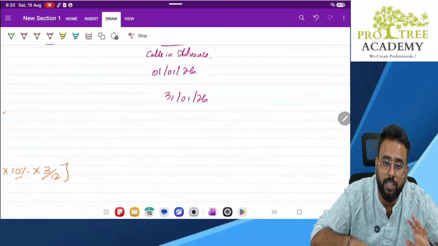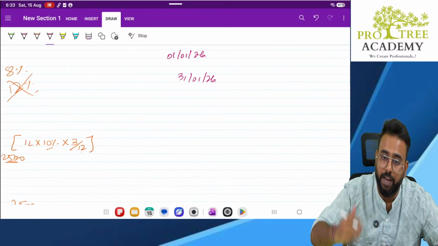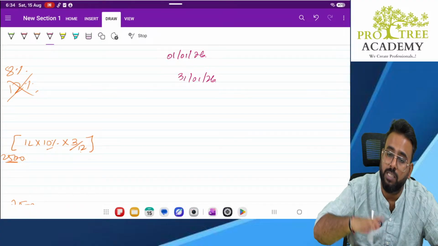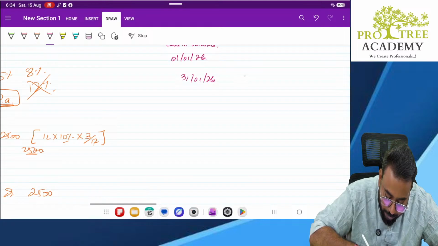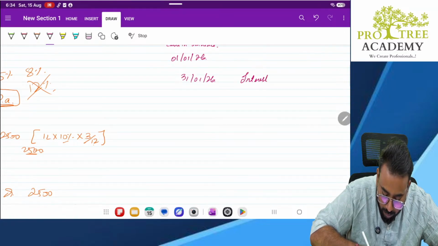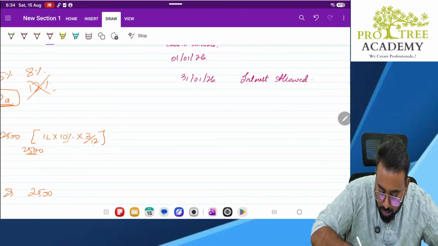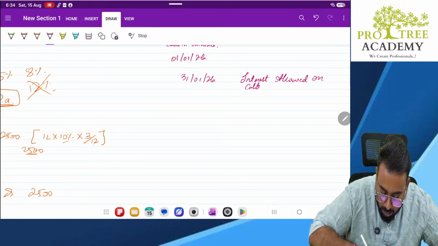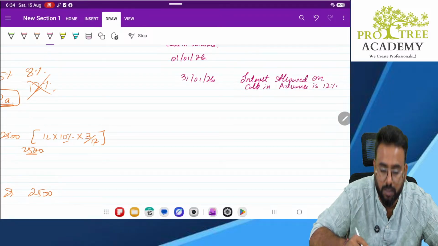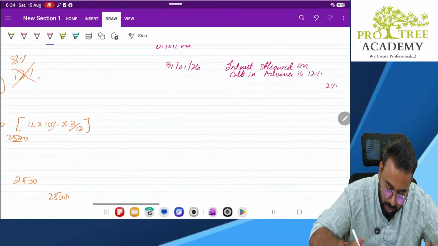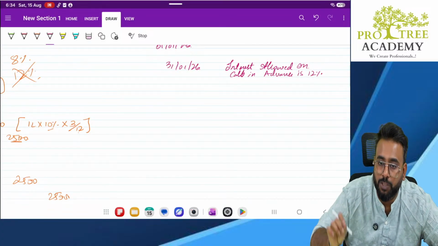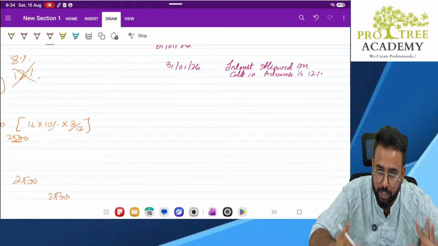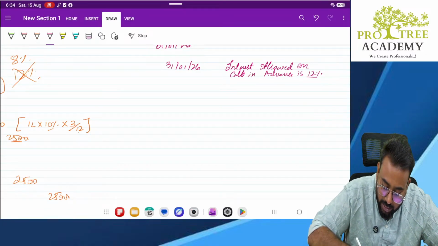So interest has to be paid on this. Why? Because we have received the money in advance and we are using it in the business. Correct or no? When we are using it in the business, do we have to give the benefit to the members? Yes. So interest allowed on calls in advance is at max 12%. It is usually 12% unless your AOA, Articles of Association, tells clearly how much percentage you need to collect. If AOA is not telling anything, it will be considered as 12%.